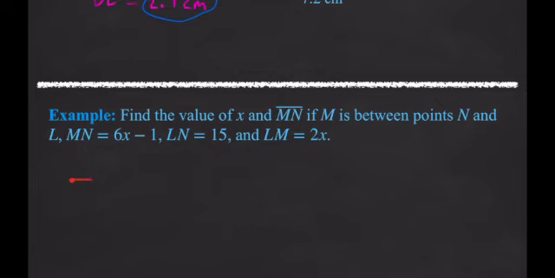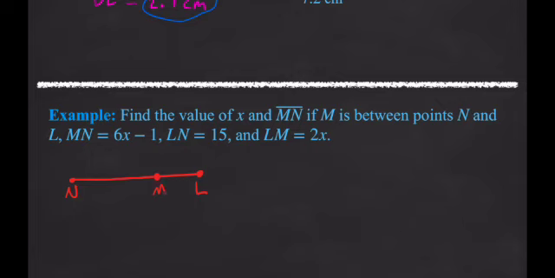Let's go ahead and make ourselves a line segment. We know that M is between the points N and L. That means N and L are on the edges, N and L are on the sides, and M is somewhere between. By being between, it is assumed to be collinear. We don't have to make it to scale. We can just put it anywhere on this line. Let's put point M maybe over here. Okay, it doesn't matter where we put it.